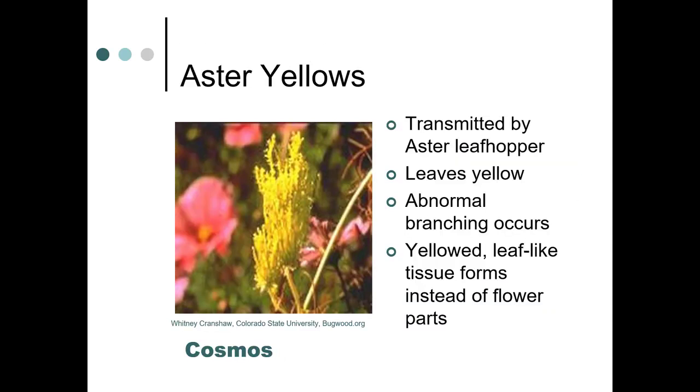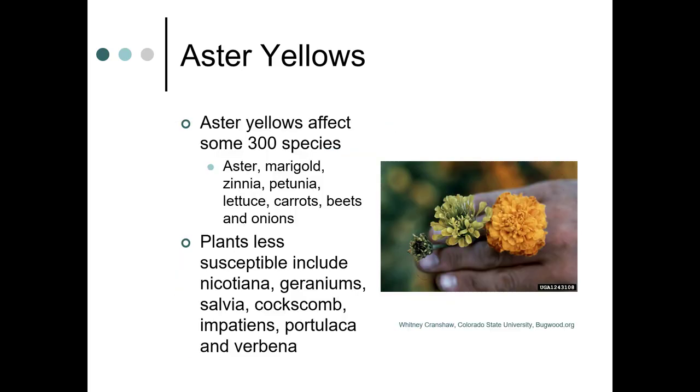So aster yellows are transmitted by the aster leafhopper. The leaves will be yellow, abnormal branching occurs, and this is a cosmos actually. A yellowed leaf-like tissue forms instead of flower parts. Aster yellows affects several species in the Asteraceae, but not just Asteraceae. And some of the less susceptible would be Nicotiana, geraniums, impatiens, etc.